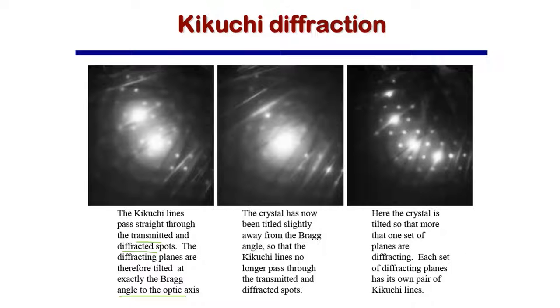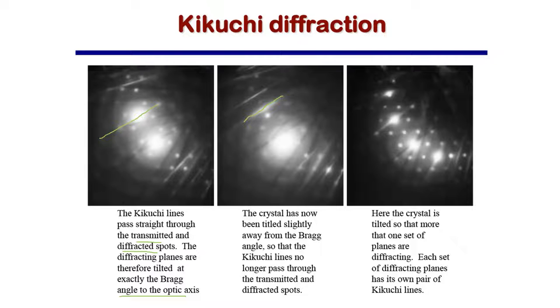What did you see here? Very clearly, if you just carefully pay attention here, transmitted and diffracted spot, you can literally tilt your crystal in a way that there is a line that is passing here. In this one, you have tilted your Kikuchi line into this here, so that some of them, it is passing through a diffracted spot, but nothing is passing through the transmitted spot.